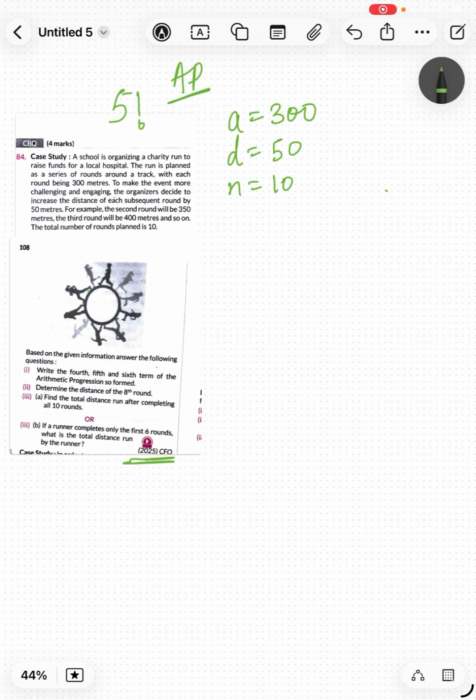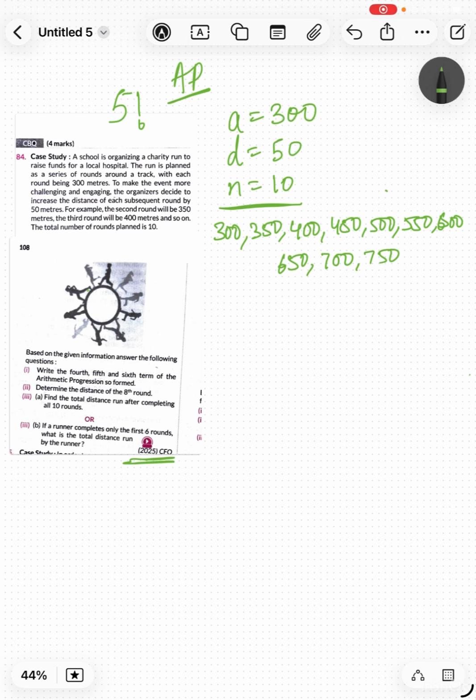Write the fourth, fifth, and sixth term of the arithmetic progression so formed. Okay, so here n is small and the progression is easy to calculate. So we can just calculate manually. Okay, you can just calculate it like 300, 350 is the second one, 400 the third one, 450 the fourth one, 500 the fifth one, 550 the sixth one, 600 the seventh one, 650 the eighth one, 700 is the ninth one, and 750 is the 10th one.